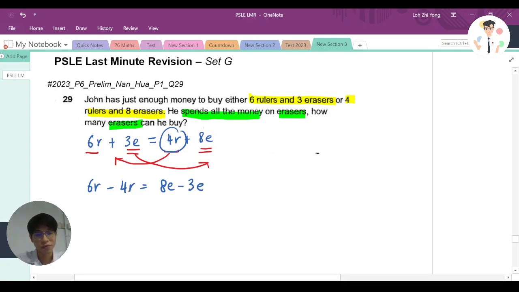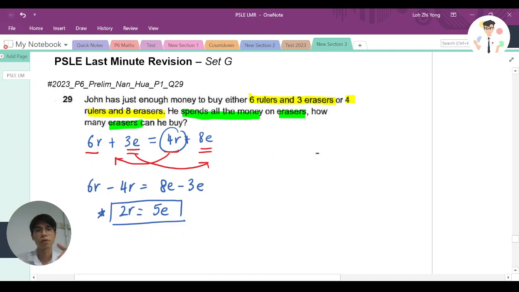So 6R minus 4R is equal to 2R. 8E minus 3E is actually 5E. So you can see that 2 rulers is actually the same value as 5 erasers. This is a very important point here.